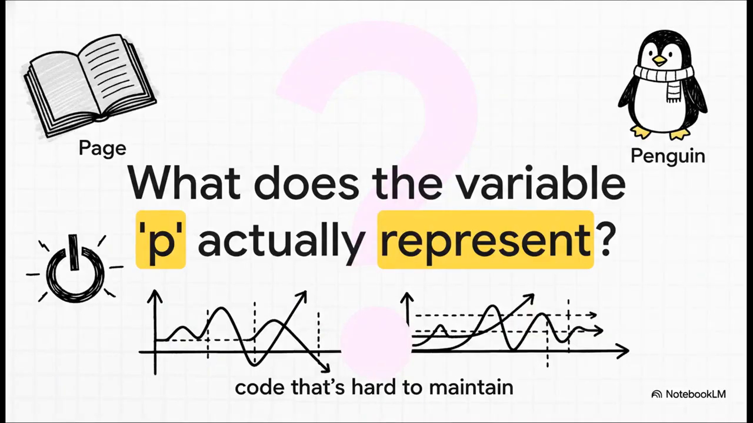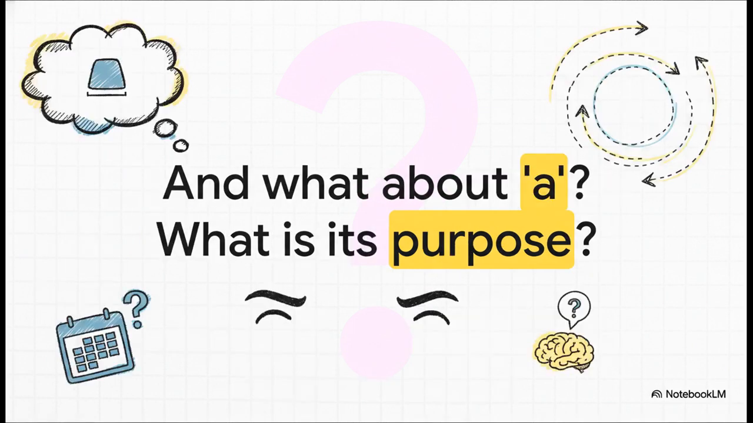And here's problem number 1. The variable is just called p. P for what? Page? Power? Penguin? Seriously, without any other context, we have no idea. This is a classic sign of code that's a nightmare to maintain. And it's the exact same story with the variable a. Yeah, it's holding what the user types in, but the name a tells us absolutely nothing. Imagine coming back to this code 6 months from now. Would you remember what p and a were for? No way. And that right there is the core of our problem.